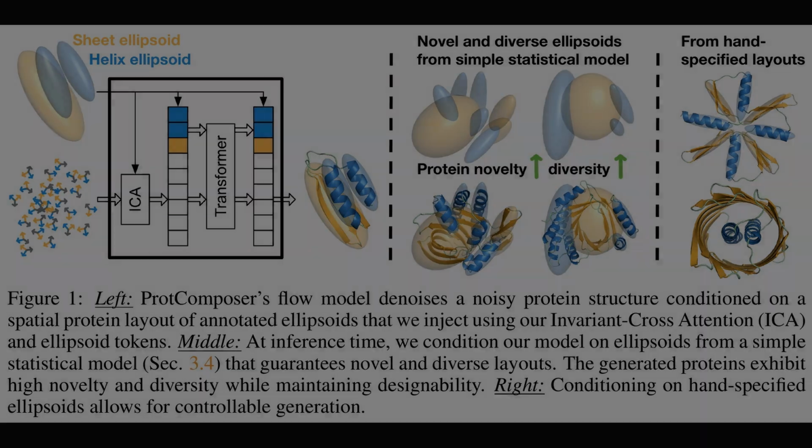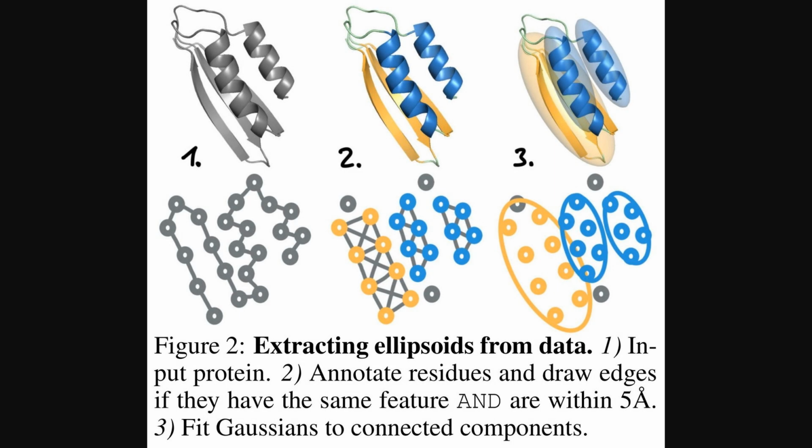So, building on that idea of using ellipsoids, this next figure, figure 2, shows us how these guiding shapes can be extracted from existing protein data. First, you start with an input protein. Then, the method annotates the residues, which are the individual building blocks of the protein, and identifies groups of residues with similar features that are close, specifically within 5 angstroms. An angstrom is a tiny unit of length for atomic distances. Finally, it fits mathematical functions called Gaussians to these groups, defining the 3D ellipsoids. This process is key for automatically generating layouts for redesign or statistical modeling.